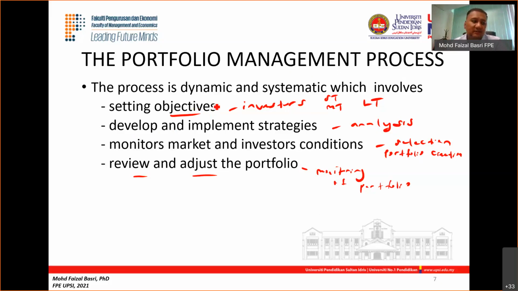So we have to monitor from time to time, and if necessary, we have to adjust. Okay, so the process ni dia akan go back to any steps. Dia boleh go back to the third step, maknanya kita redo the selection ataupun kita reanalyze balik. Or even if necessary, again, you can ubah the objectives. Okay, so dia tak ada yang fix in portfolio management. Everything is changeable. Okay, everything is changeable and subject to change. Right.